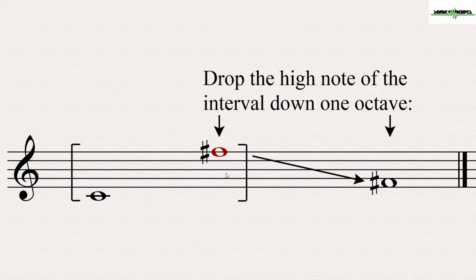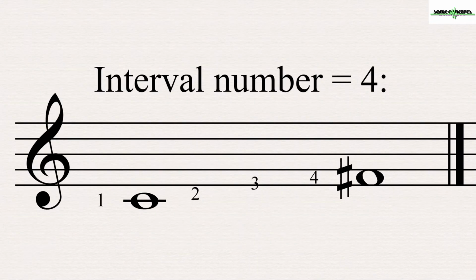Let's begin by dropping the high note of the interval down one octave. Now determine the interval number by counting from the root of the interval to the note that resulted when you dropped the high note down one octave. In this instance, the interval number from the root of the interval to the note that resulted when you dropped the high note down one octave is 4.